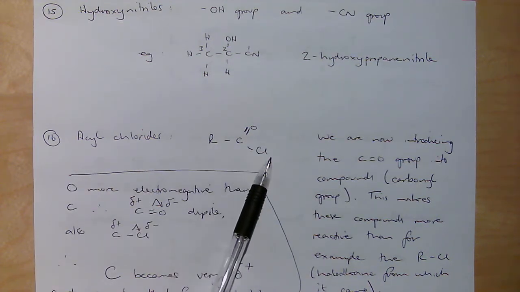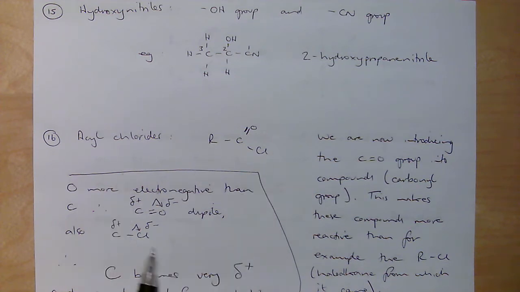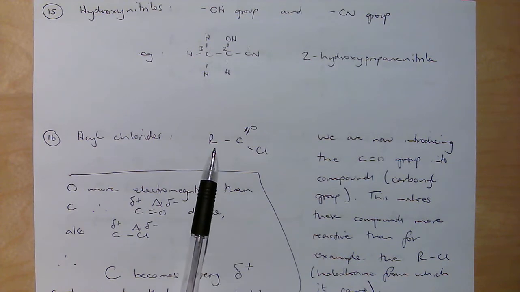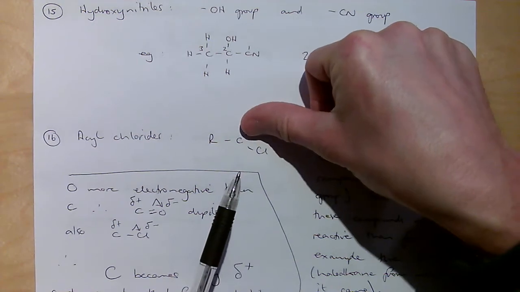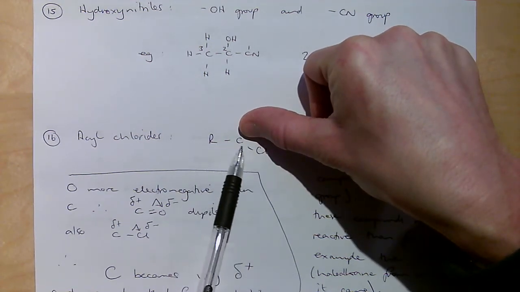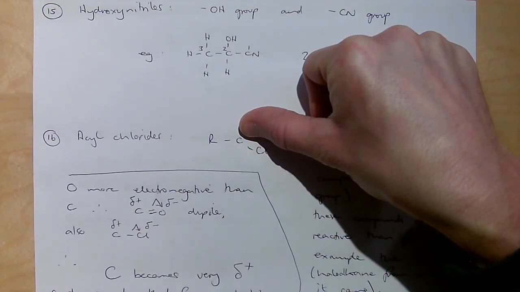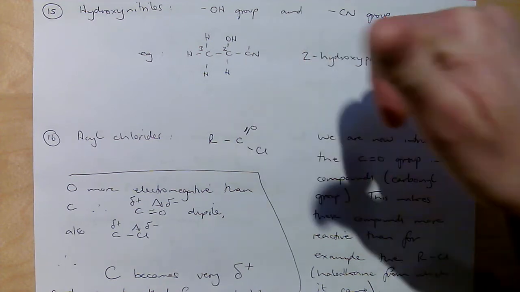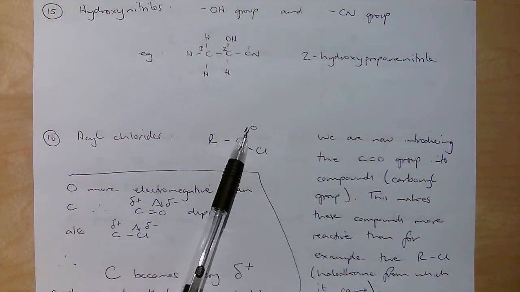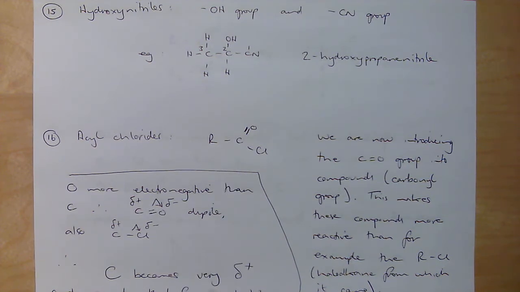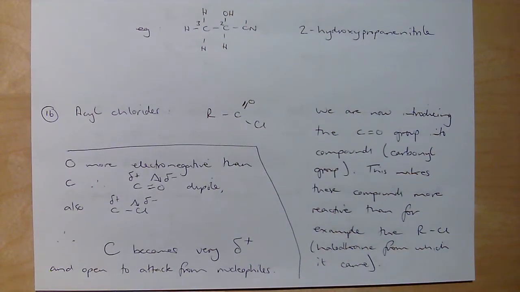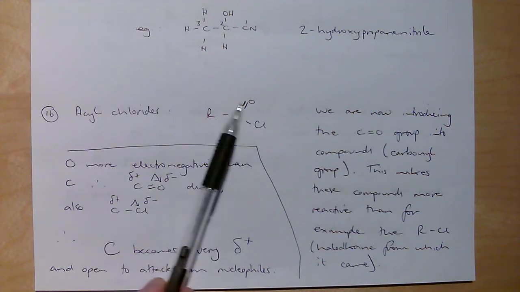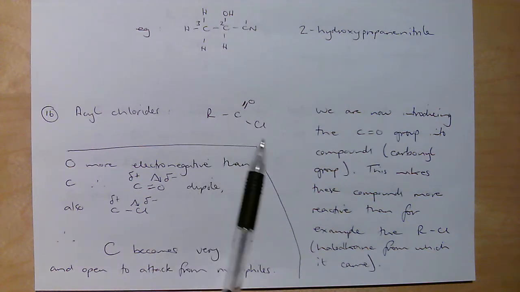Okay, acyl chlorides at number 16. RCOCl. So now what we're doing is, if you remember back to year 12 chemistry, we looked at compounds like RCl. If I put my thumb over there, that would be a haloalkane. But now all we do in year 13 is we start to introduce the carbonyl group, the C double bond O group, into molecules, and it does actually change the chemistry of these molecules, and it actually makes them even more reactive. Okay, so this molecule here is called an acyl chloride.